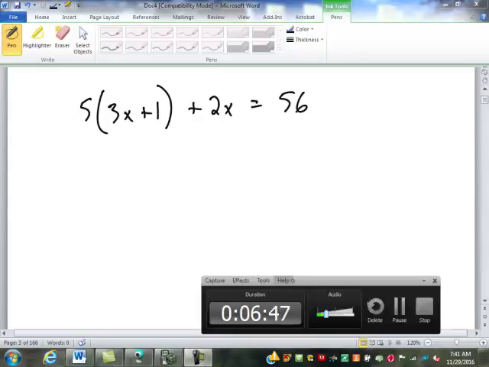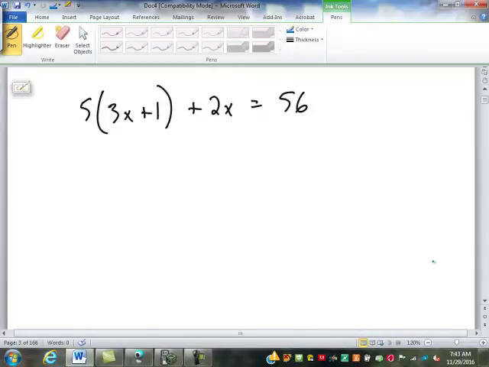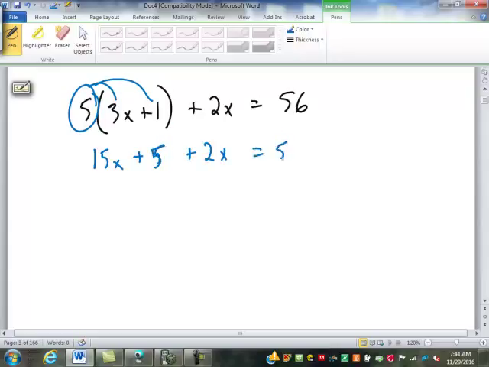A little bit of variation actually combines a couple of things we've done. See how that one works out. So you see the parentheses, and as always, that says we have to do something there first. Is there anything to do in those parentheses? No. So we have to do something to the parentheses, we're going to multiply by the 5. 5 times 3x is 15x. 5 times 1 is 5. Plus the 2x, still sitting there.